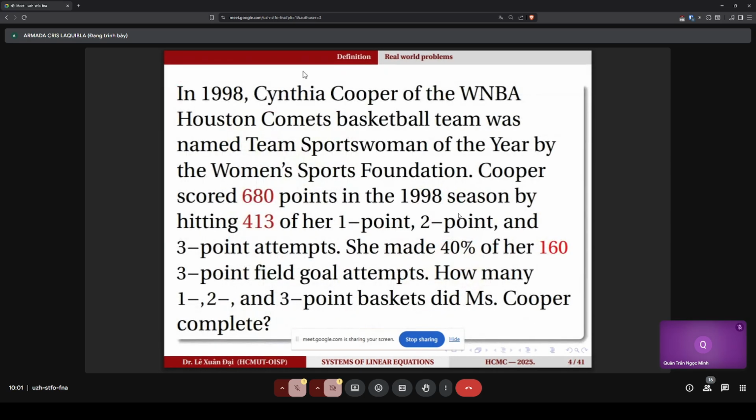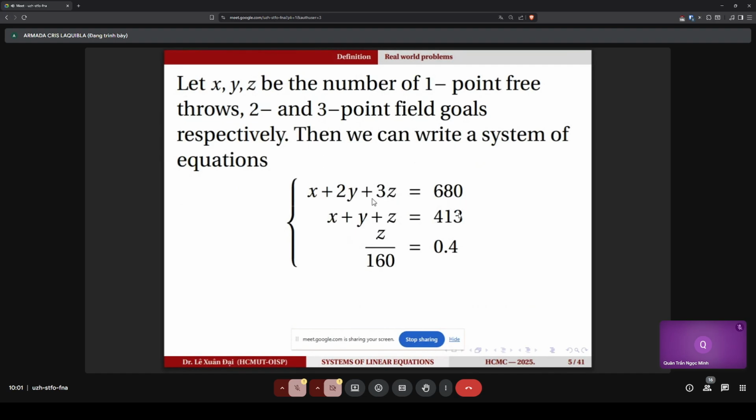So she is Cynthia Cooper of the WNBA Houston Comets basketball team. Was named Team Sportswoman of the Year by the Women's Sports Foundation. Cooper scored 680 points in the 1988 season. And then in the basketball tournament, you have here 1 point, 2 points, and then 3 points. So the total score is 680. If you make that as an equation, let x be the 1 point, y the 2 point, and z the 3 point. So you have there x plus 2y plus 3z is equal to 680. This is the equation that you can have.